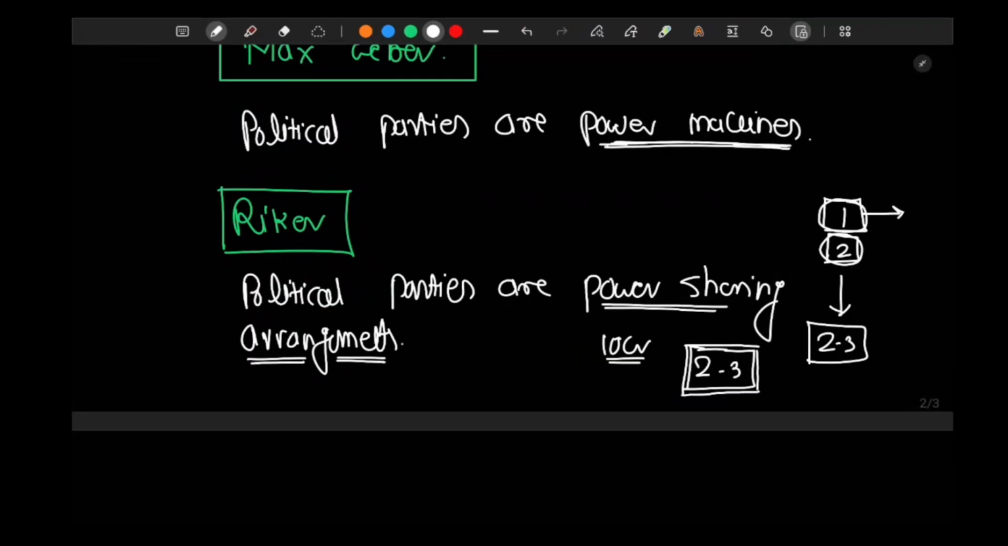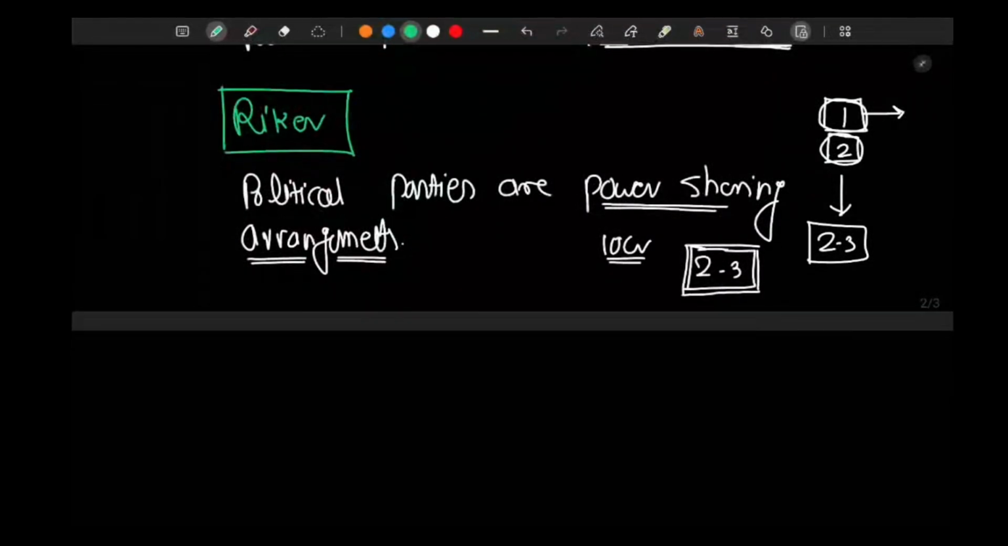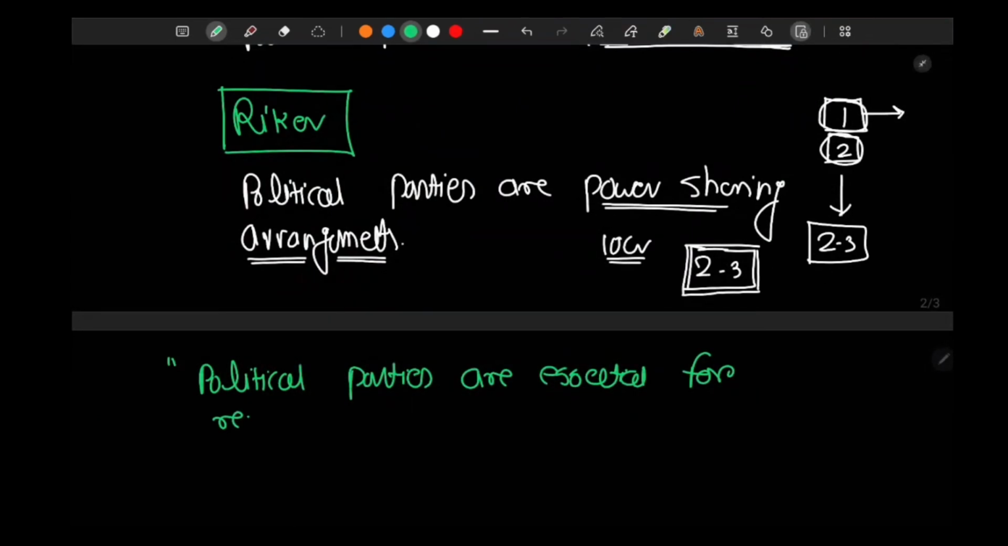Whether you define political parties as people coming together to fulfill national interest, as power machines, or as power sharing arrangements, you cannot deny the fact that without political parties there cannot be any politics. So political parties are essential for representative democracy. This quote is going to be very useful to write answers, so I am trying to connect it to the topic naturally. So what are political parties? Political parties are essential for representative democracy.